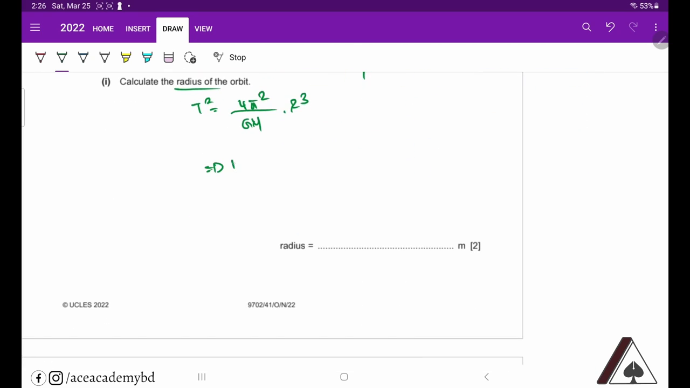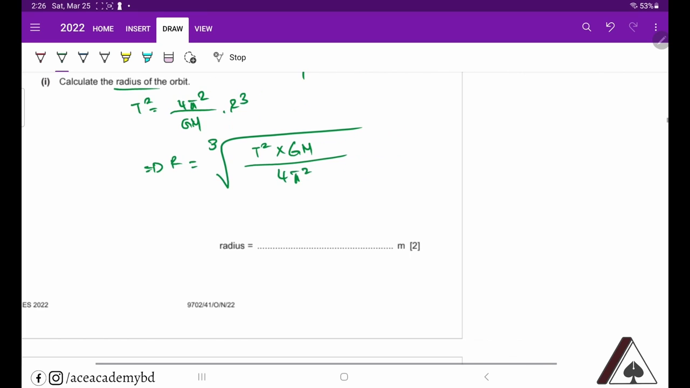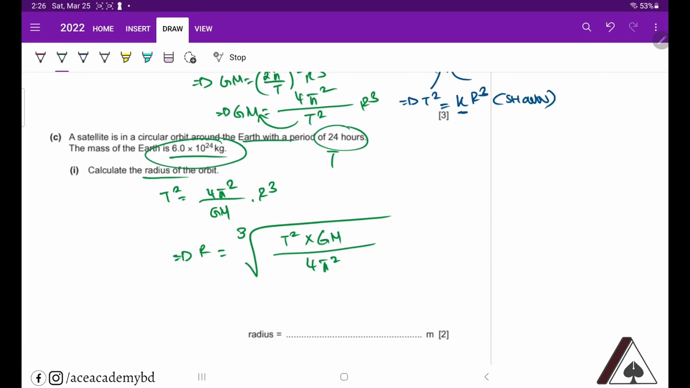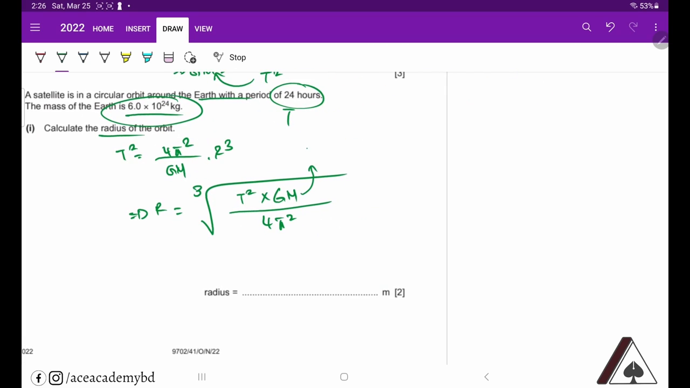Okay, so over here we can say r equals the cube root of T squared times GM by 4 pi squared. And over here, they've given us the mass. So we are just going to substitute 6.10 times 10 to the power 24 in the place of mass. And T is 24 hours, so 24 times 60 times 60.